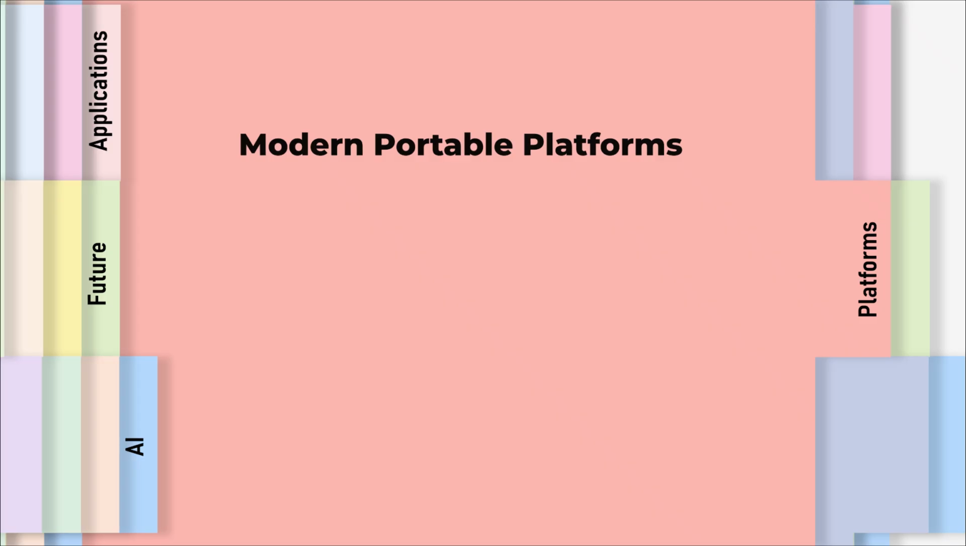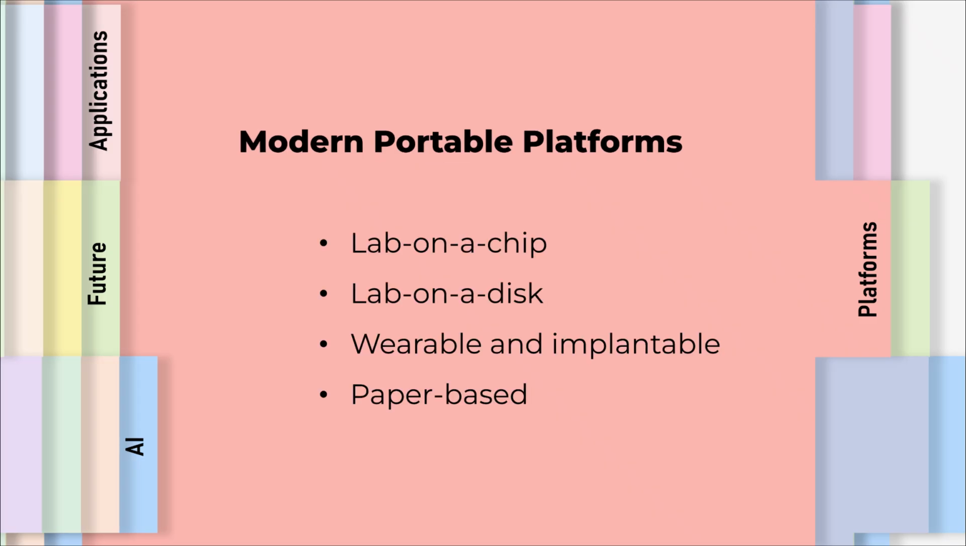Modern portable platforms. Modern biosensing technologies combine these principles into compact systems. Lab-on-a-chip devices use microfluidics to handle very small volumes of liquids, from nanoliters to microliters. They can combine sample preparation, detection, and analysis on a single chip. Lab-on-a-disc systems use centrifugal force from a spinning disc to move fluids through microchannels. This allows automated mixing, separation, and detection.